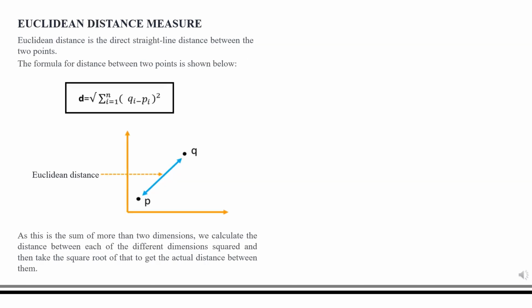Euclidean distance measure. The most common method to calculate distance measures is to determine the distance between the 2 points. Let's say we have a point P and point Q. The Euclidean distance is the direct straight line distance between the 2 points. The formula for distance between 2 points is shown below.